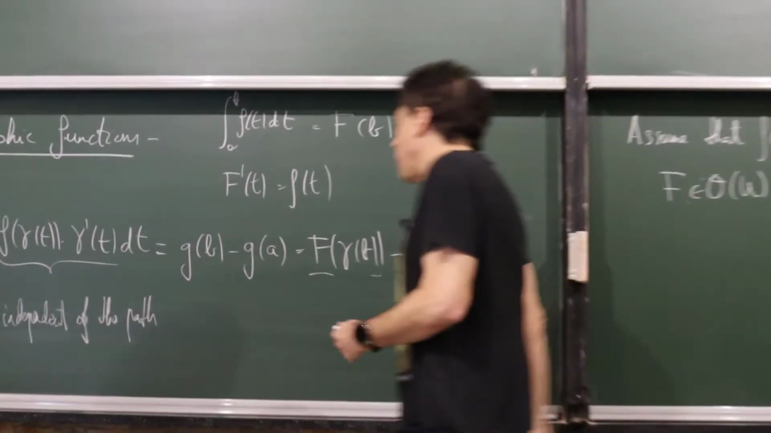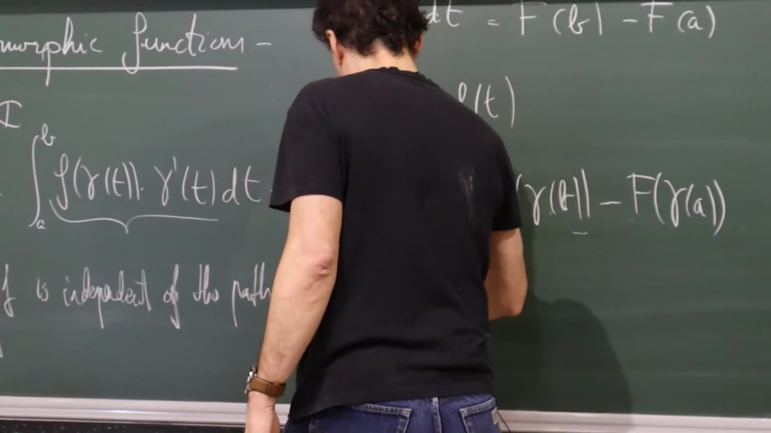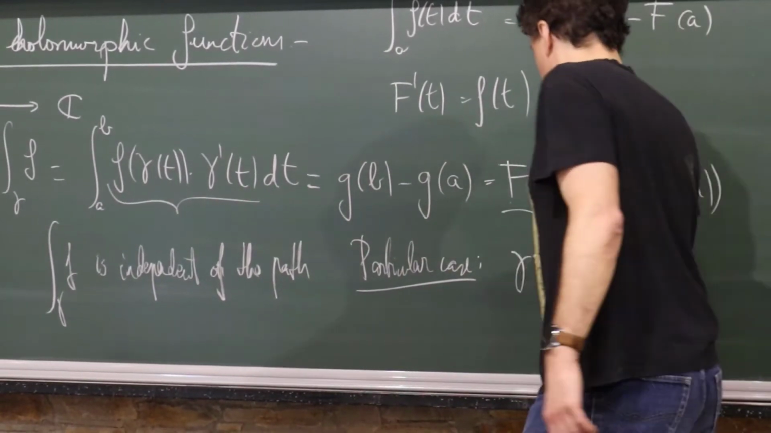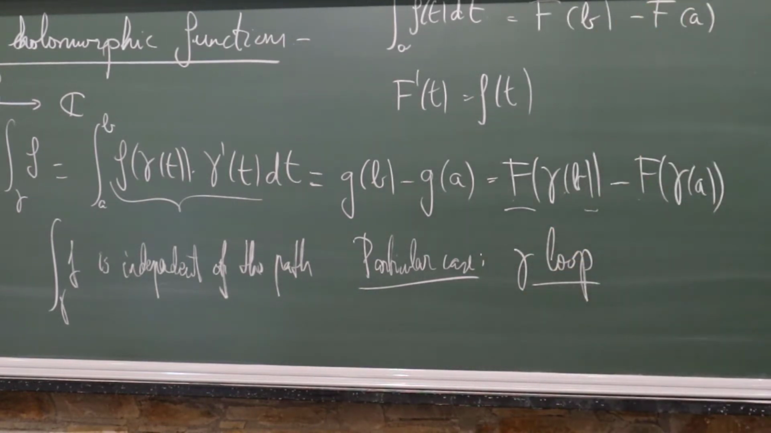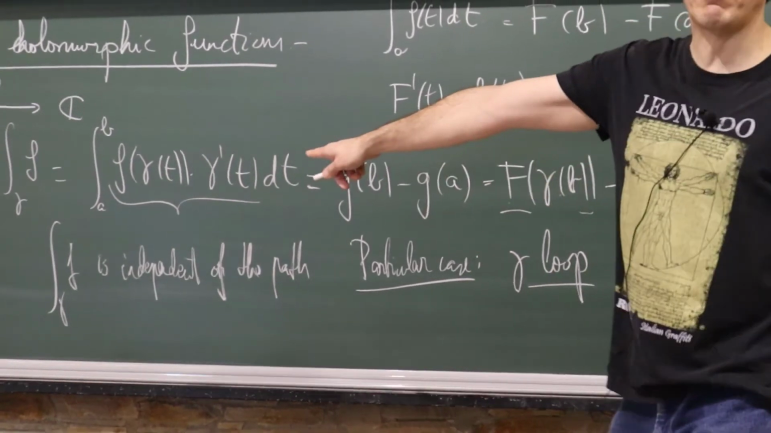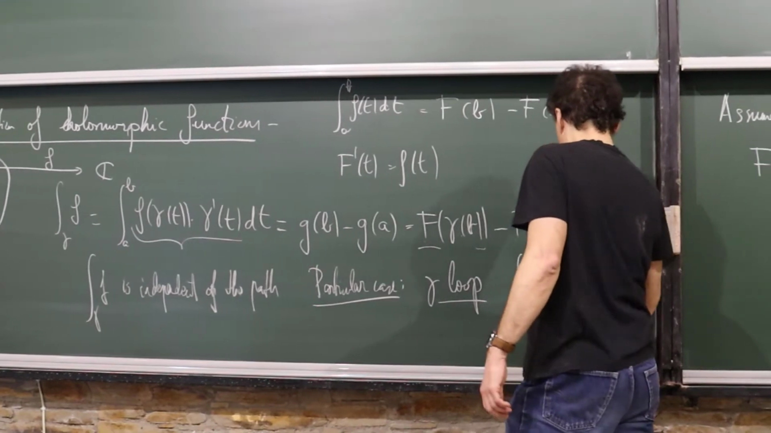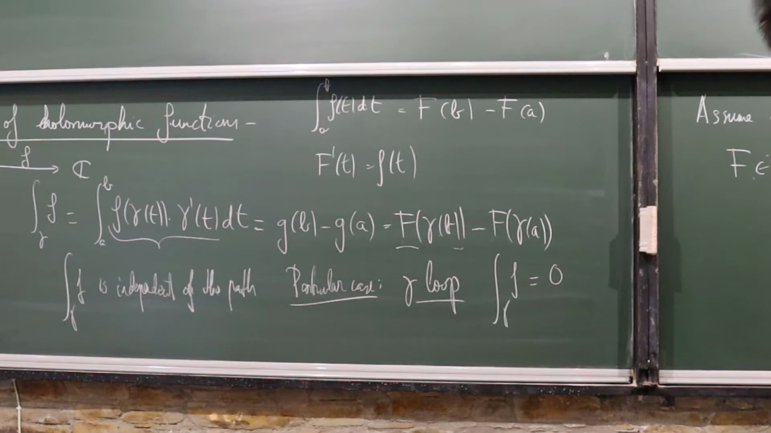A particular case is that gamma is a loop. Having a loop, I mean a closed path. You remember a loop is a closed path. If gamma is a loop, if the function small f has a primitive, the integral must be 0. The initial and the end point are the same, so the integral must be necessarily 0. Okay? Let's make some example.